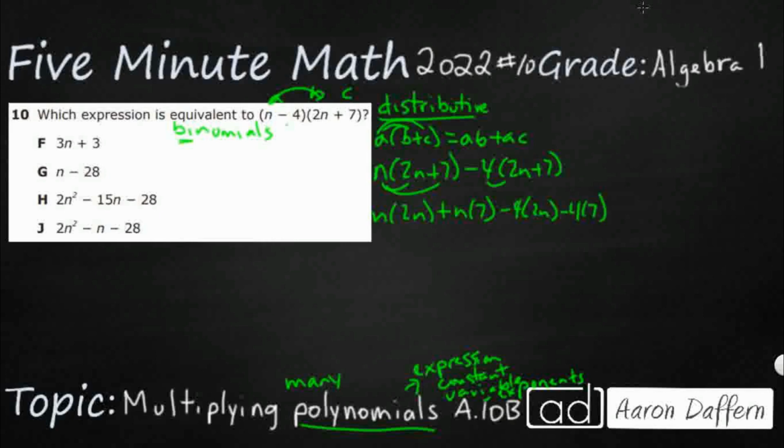Now I can do some multiplication. This is going to be 2n squared plus 7n minus 8n minus 28. We're combining like terms. The only two like terms are the plus 7n and minus 8n. So I've got 2n squared minus n minus 28. We see that answer down there at the very bottom, J.